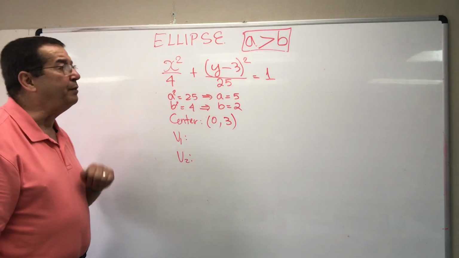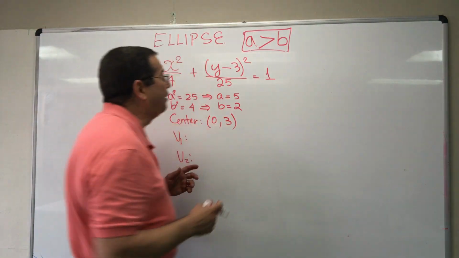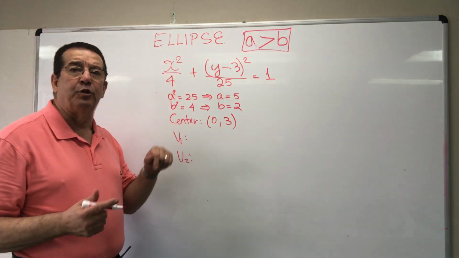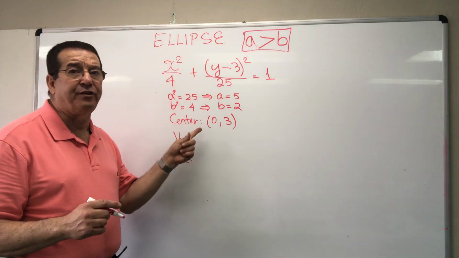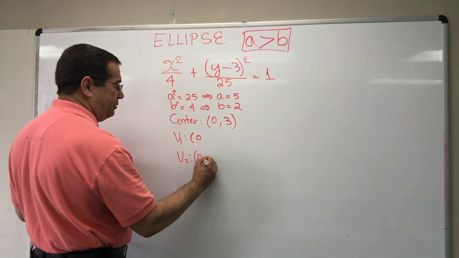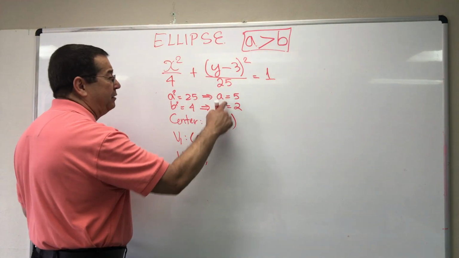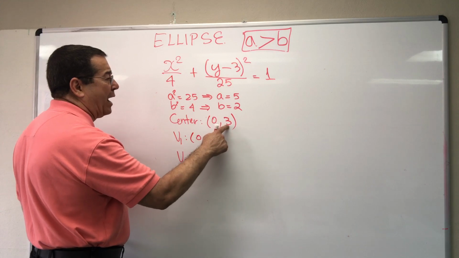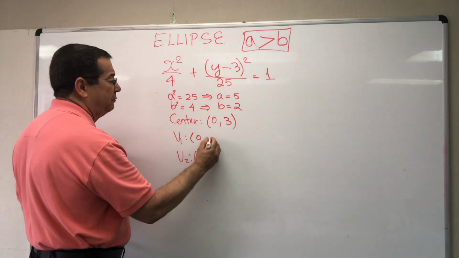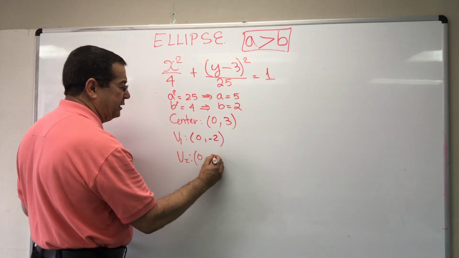Remember, now I'm going to find vertex 1 and vertex 2. This is vertical. Remember, when you have the vertical, I need to add a to the y of the center. Now, you keep the value 0, and now you add and subtract a to the coordinate y of the center. Now, 3 minus 5 is negative 2, and 3 plus 5 is 8.